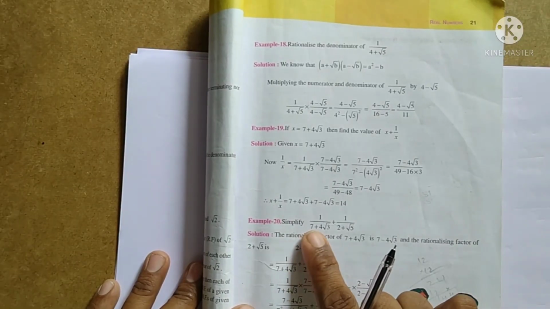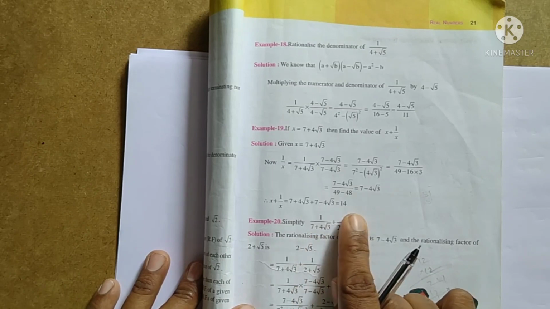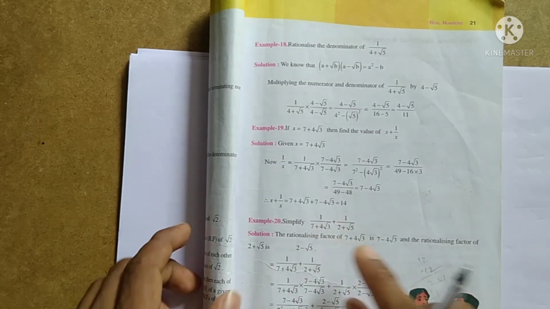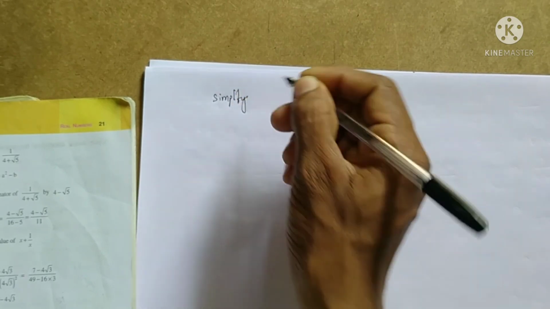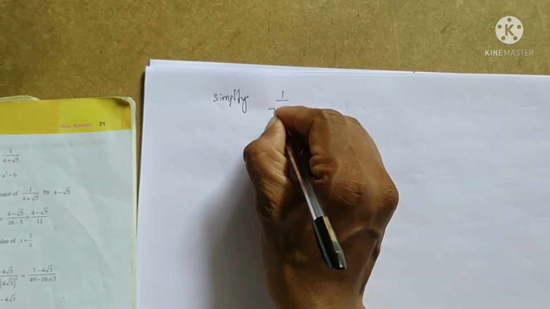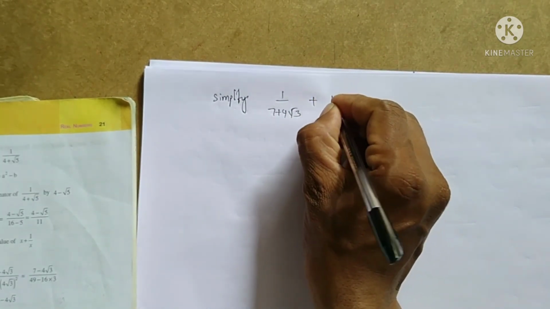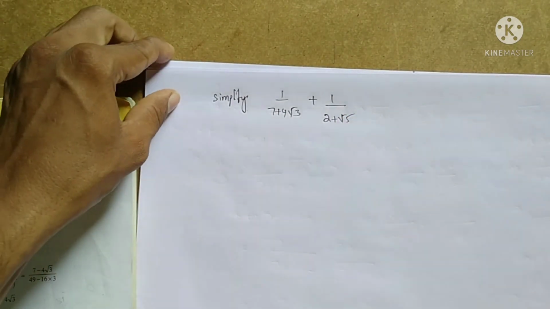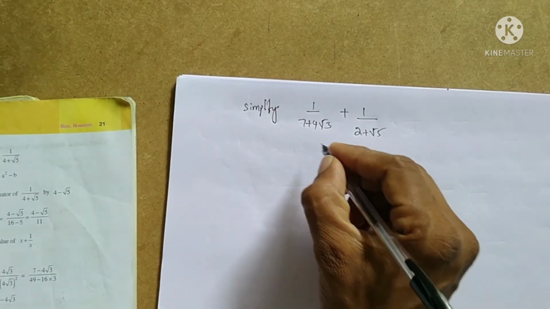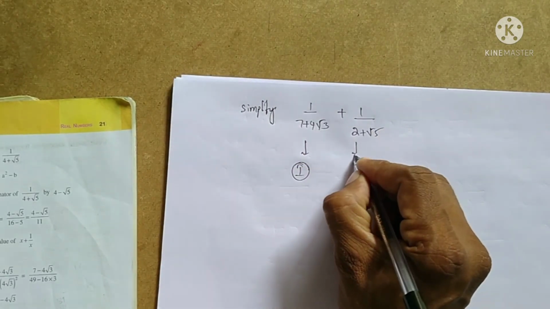Next question. Simplify 1 by 7 plus 4 root 3 plus 1 by 2 plus root 5. So let us assume this is equation 1, and this is equation 2.